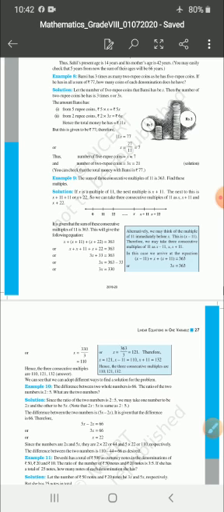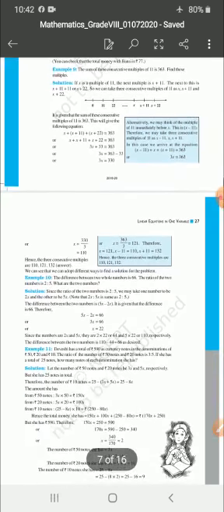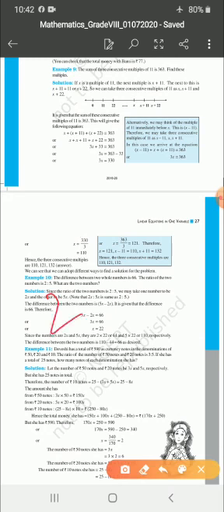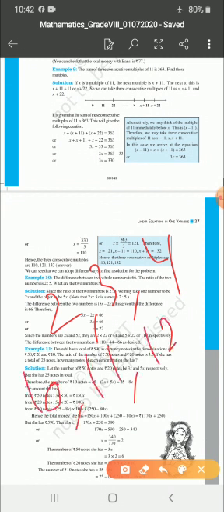The sum of 3 consecutive multiples of 11 is 363. Find these multiples. Okay, sum of 3 consecutive multiples. Consecutive numbers means one after the other, like 2, 3, 4. These are consecutive numbers. Like 10, 11 and 12 are consecutive numbers. 13, 14, all these are consecutive numbers only.